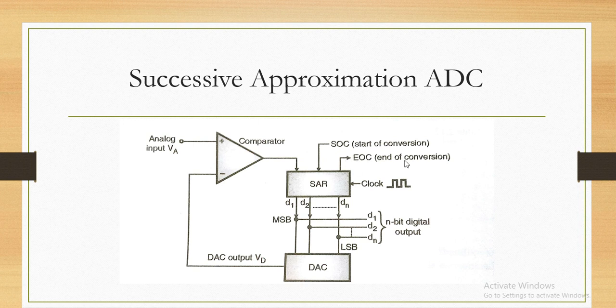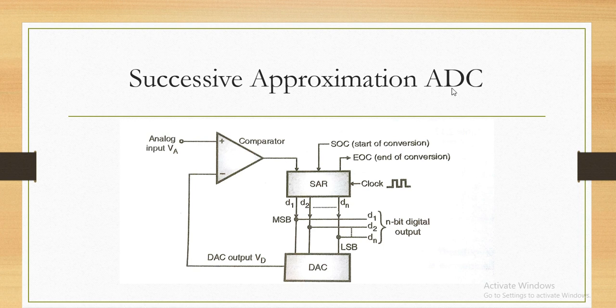When this end of conversion signal is received by the processor or controller, it gets to know that the process is completed, and then it will receive that n-bit output code, and it will use that code, or that converted signal of analog quantity, for its further use, or store it in a memory. Okay, again I am repeating the process.